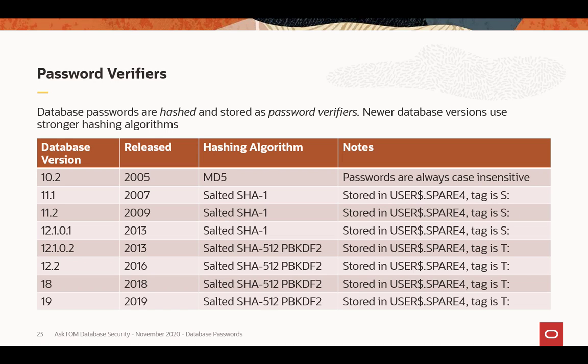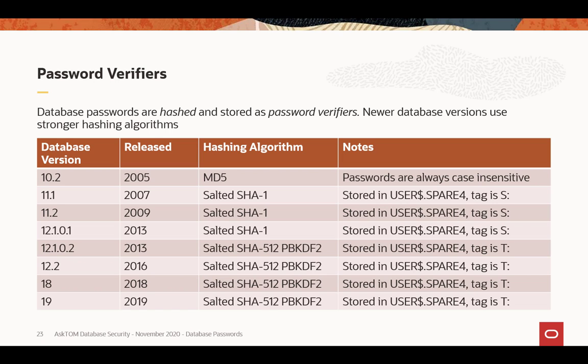By the time we got to 11G, people weren't really recommending MD5 anymore, so we switched to SHA-1, and we began using a salt to help make it harder to attack the password. By the time we got to 12C, especially 12.1.0.2, right in that first bundle patch for 12.1, we switched from SHA-1 to SHA-512, and we switched to a multi-round password key derivation function.